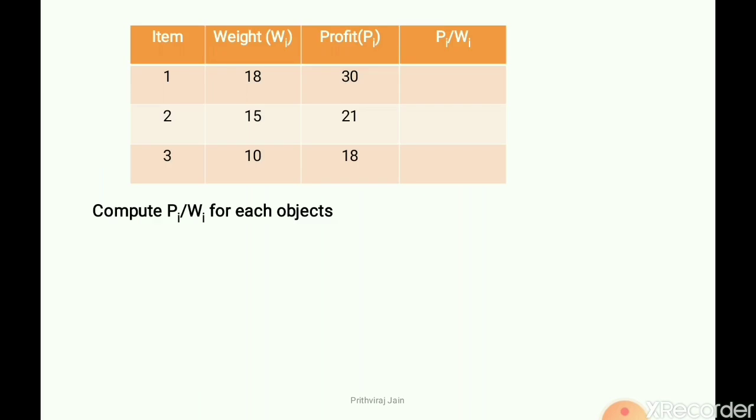Here the table is given, and the first thing we have to find is the profit by weight for each and every item. So the first step is to compute pi by wi. For the first item it is 30 by 18, which is equal to 1.66. Second, 21 by 15, which is equal to 1.4. Third, 18 by 10, which is equal to 1.8.